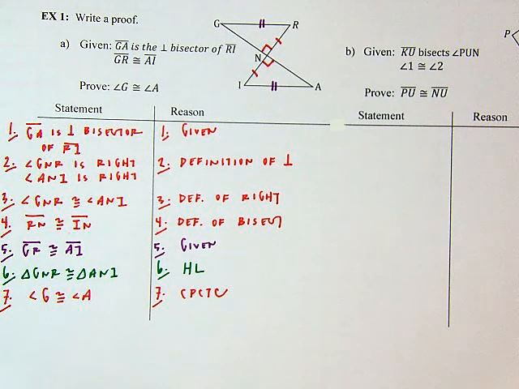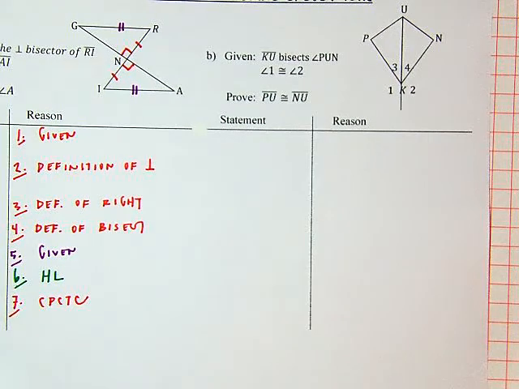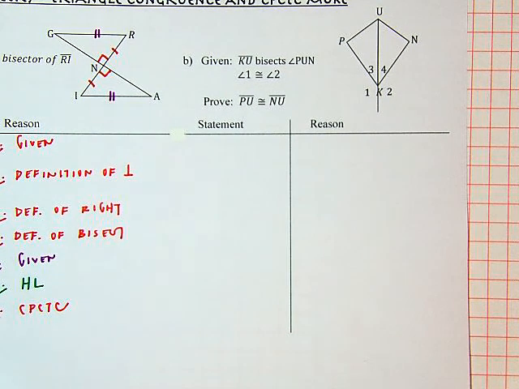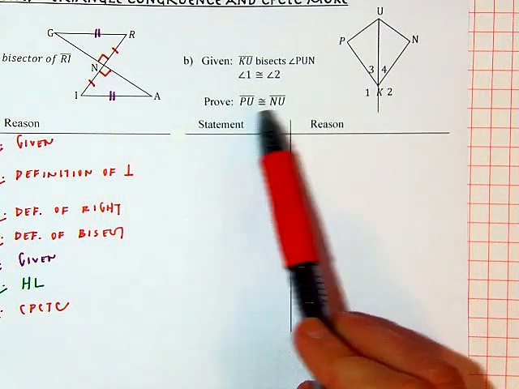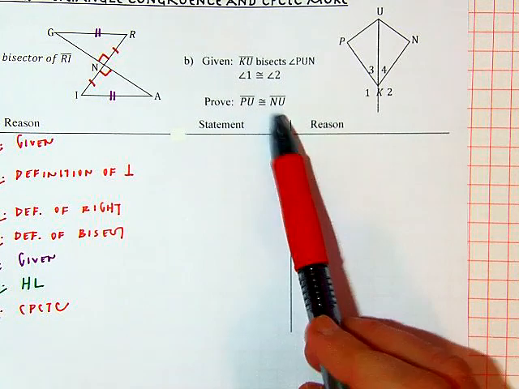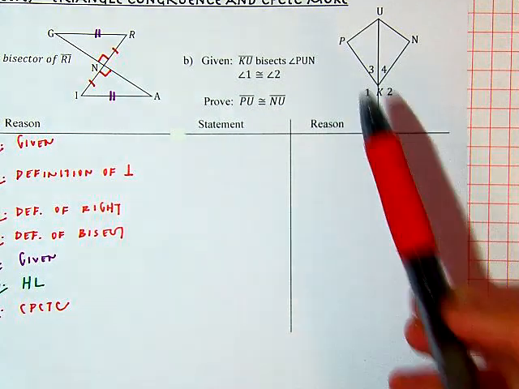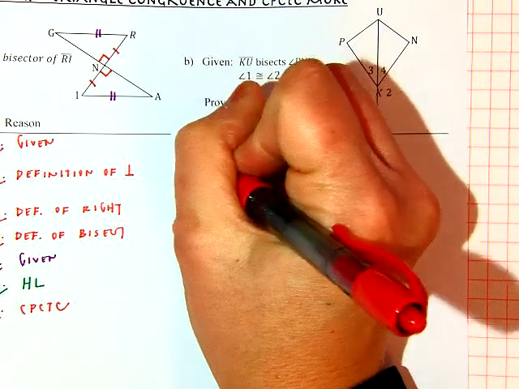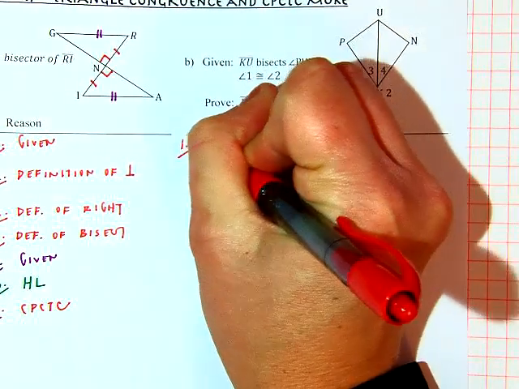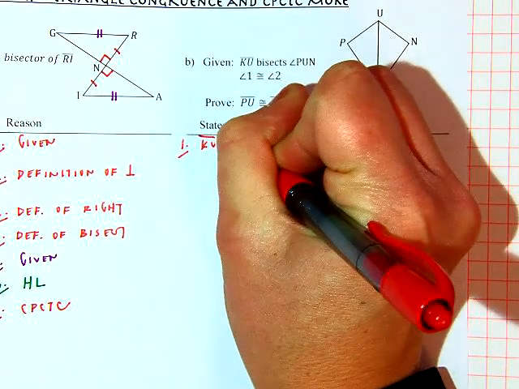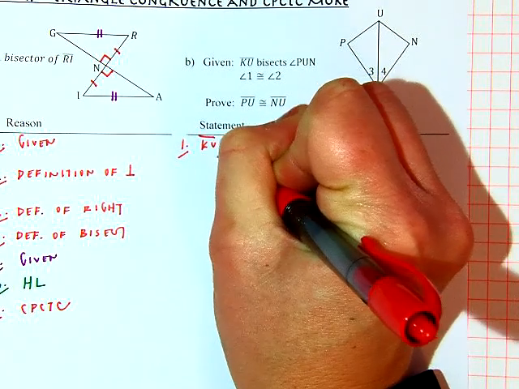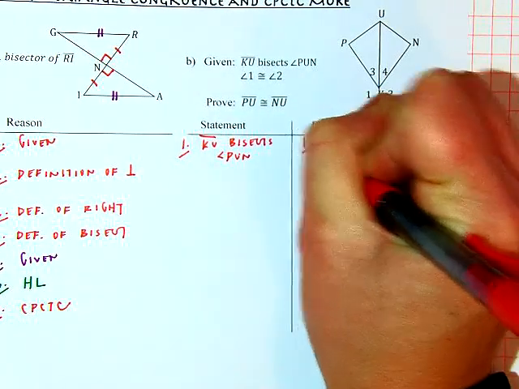All right, let's do another one. B. Here I want to eventually prove why it is that these two sides are congruent. So I'm going to have to first connect these two triangles. Let's start with the given and see where it leads us. KU bisects angle PUN. Given.